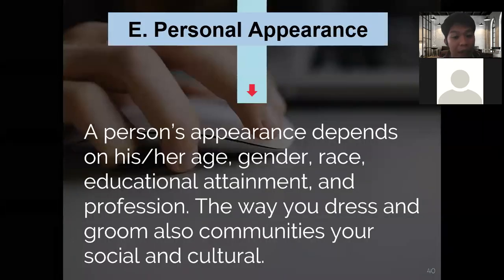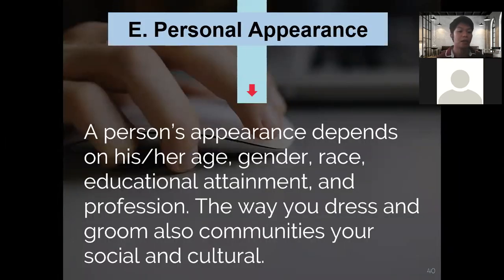And you also have personal appearance. A person's appearance depends on his or her age, gender, race, educational attainment, and profession. The way you dress and groom also communicates your social and cultural background. In personal appearance, it really talks a lot about our personality. There are specific fashion styles when it comes to age and gender.